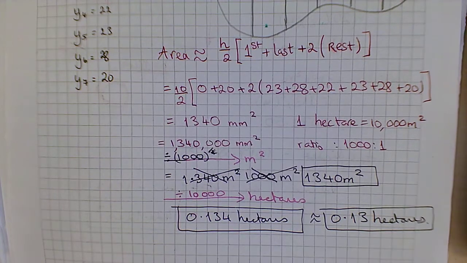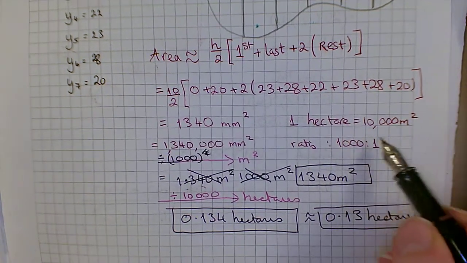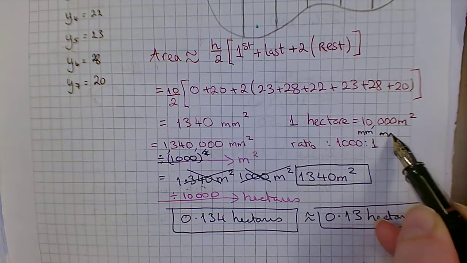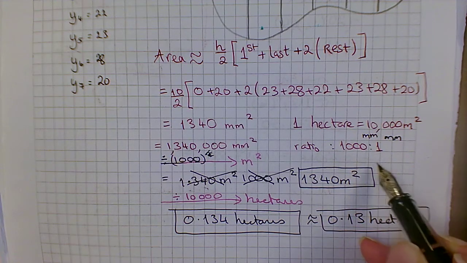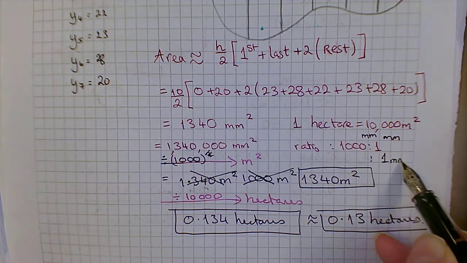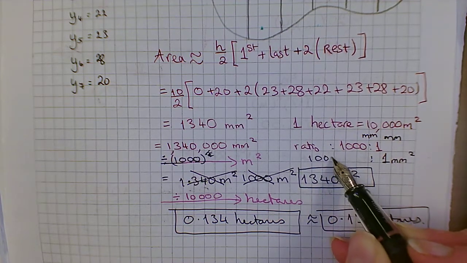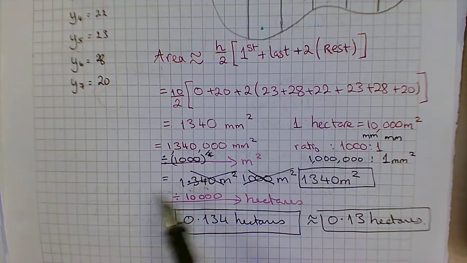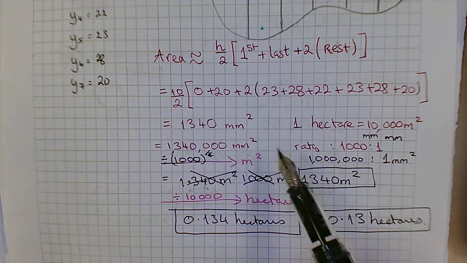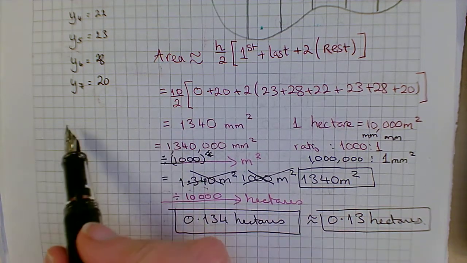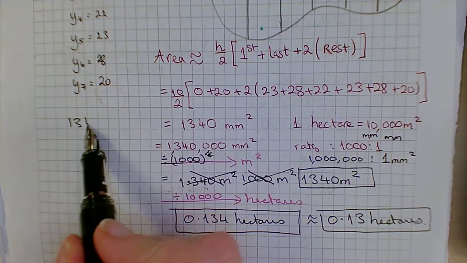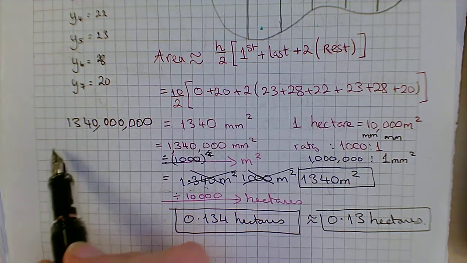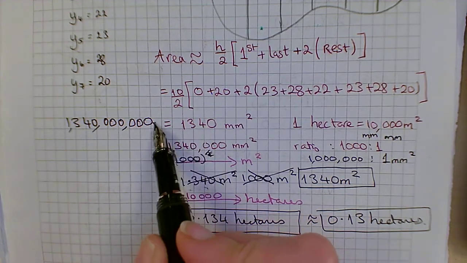Okay, so let me explain what's happening there. My ratio was 1,000 millimeters is to 1 millimeter, which means that to get 1 millimeter squared, it's going to be 1,000,000. So I have to square my 1,000 there. Which means that when I did my conversion here, this was in fact 1340 and another 6 zeros after that, millimeters squared in real life.